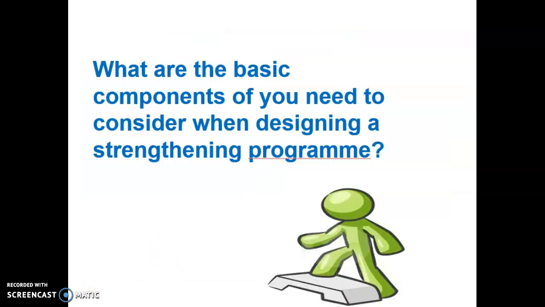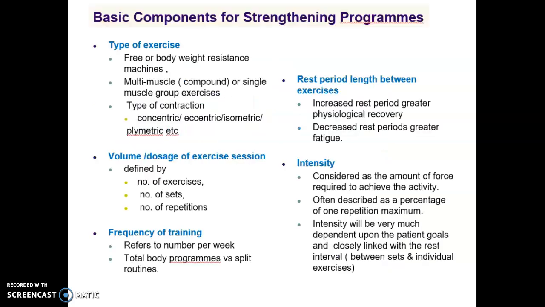Now, what it might be worth doing is having a think about what the basic components of designing a strength program would consist of. So have a look back at the three tasks that you've just done and have a think about what the basic components would be. If we then go on to outline them, it would be the type of exercise that you're asking your patient to do, whether that's free or body weight, whether you're asking for one single muscle group or multi-muscle groups. Then how does that tie in terms of functional training? And what type of contraction are you asking for the muscle to achieve? Concentric, eccentric? Or are you looking more towards plyometric exercises?